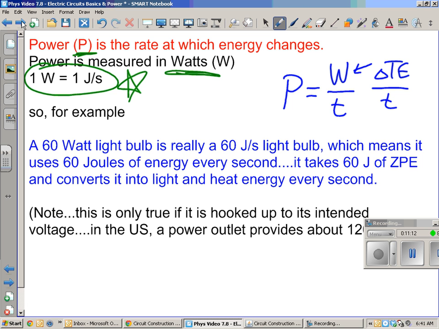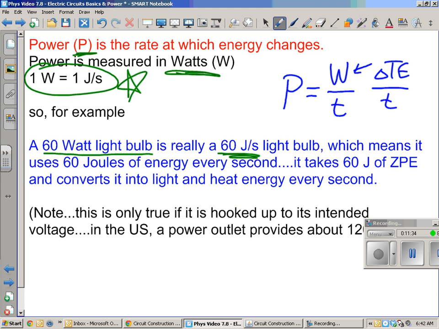It says a 60-watt light bulb. Really, a 60-watt light bulb is a 60 joule per second light bulb, which means that it uses 60 joules of energy every second. So every second you've got that 60-watt light bulb in, it uses 60 joules of energy. And then it converts it to light and heat energy.